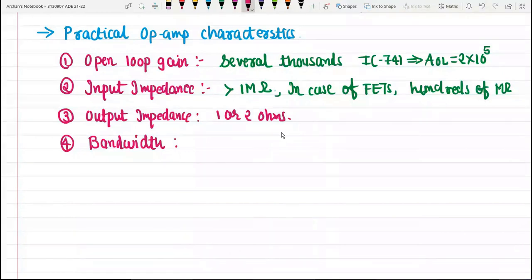Okay, so whenever we see the applications of operational amplifier, then we will consider the case of increasing this bandwidth of the practical op-amp. Okay. Then the next parameter is input offset voltage.